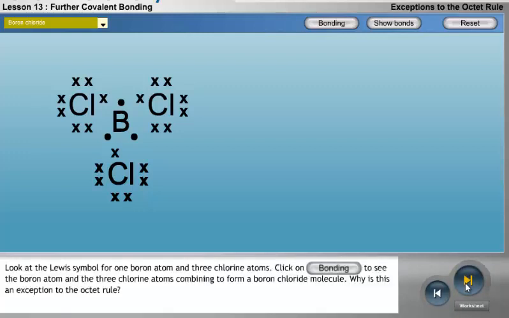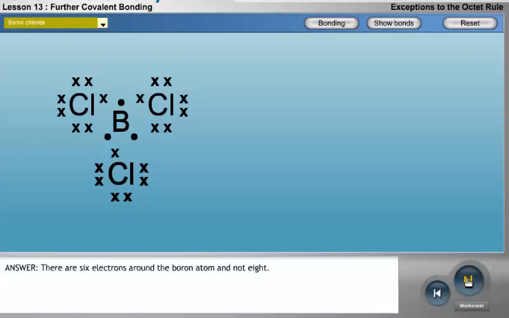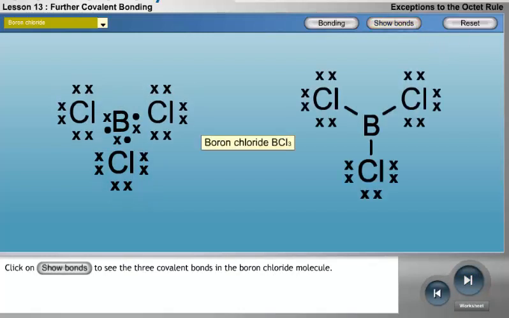Look at the Lewis symbols for one boron atom and 3 chlorine atoms. Click on Bonding to see the boron atom and the 3 chlorine atoms combining to form a boron chloride molecule. Why is this an exception to the octet rule? Answer: there are 6 electrons around the boron atom and not 8. Click on Show Bonds to see the 3 covalent bonds in the boron chloride molecule.